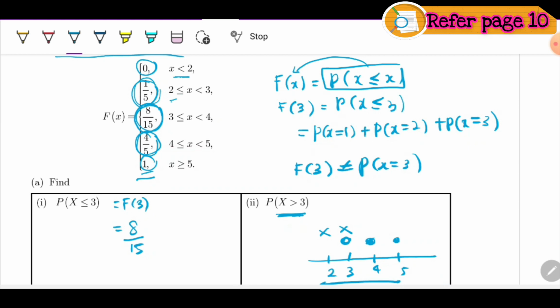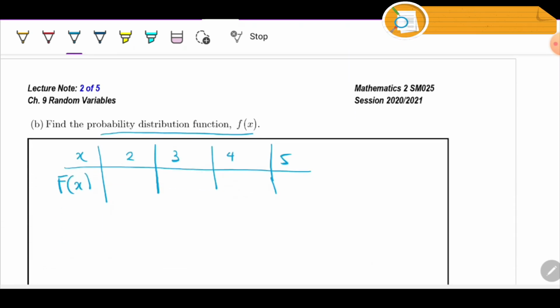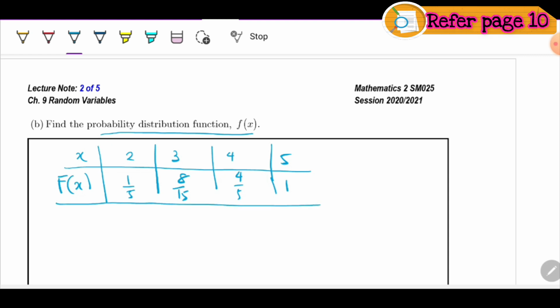F2, 1 over 5. F3, 8 over 15. F4 is 4 over 5. F5 is 1. So convert into a table. F2 is 1 over 5, F3 is 8 over 15, F4 is 4 over 5 and F5 is 1. Then draw a next row below the CDF. This is the PDF.